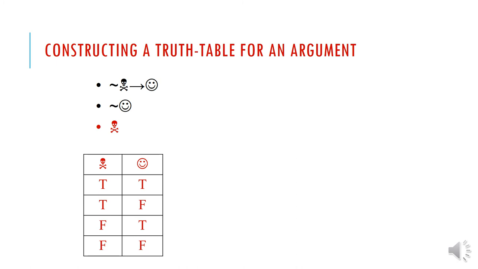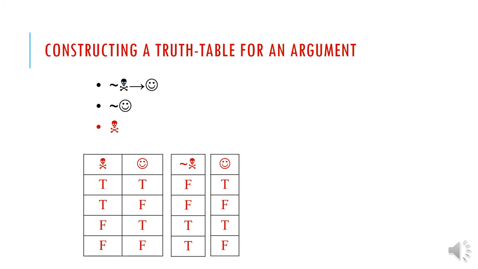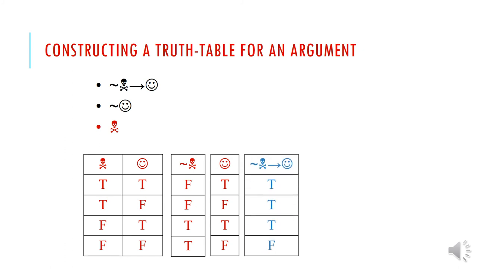Now, going through the first premise, we see a negation, skull and crossbones, before the arrow. So we need to do a negation, skull and crossbones, first. The negation, skull and crossbones, is just the opposite of the skull and crossbones reference column. So if the reference column, skull and crossbones, is true, true, false, false, the negation of that is false, false, true, true. And now we can draw the negation, skull and crossbones, with the smiley face and get the first premise, which is true, true, true, false.